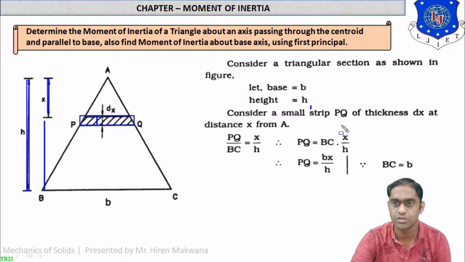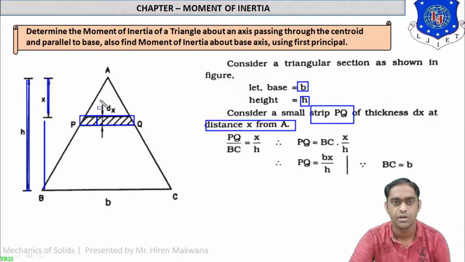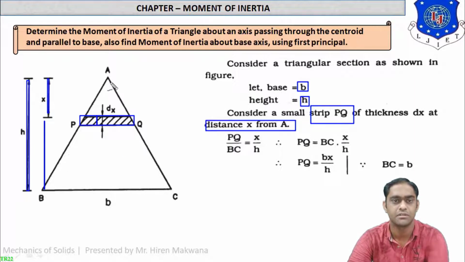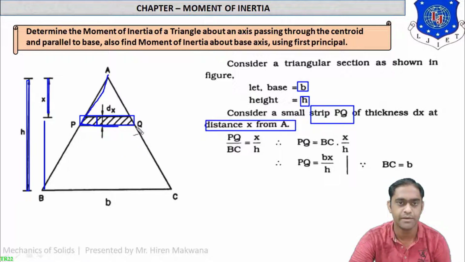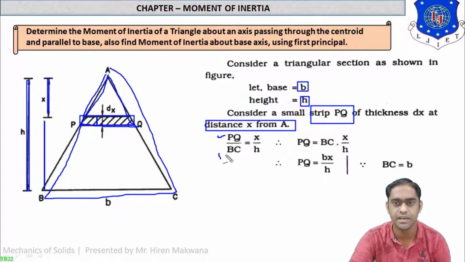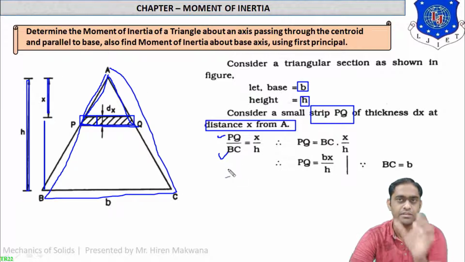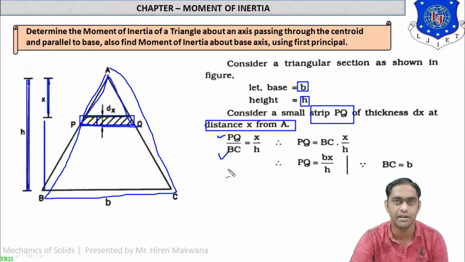So consider a small strip PQ of thickness dx at a distance x from A, with base equal to b and height equal to h for the triangle. Now consider one small triangle APQ. In this triangle, the base will be PQ. And consider the big triangle ABC. In this triangle, the base will be BC. This bigger triangle contains the smaller triangle, so both triangles are similar triangles. So you can take the similarity ratio like this.